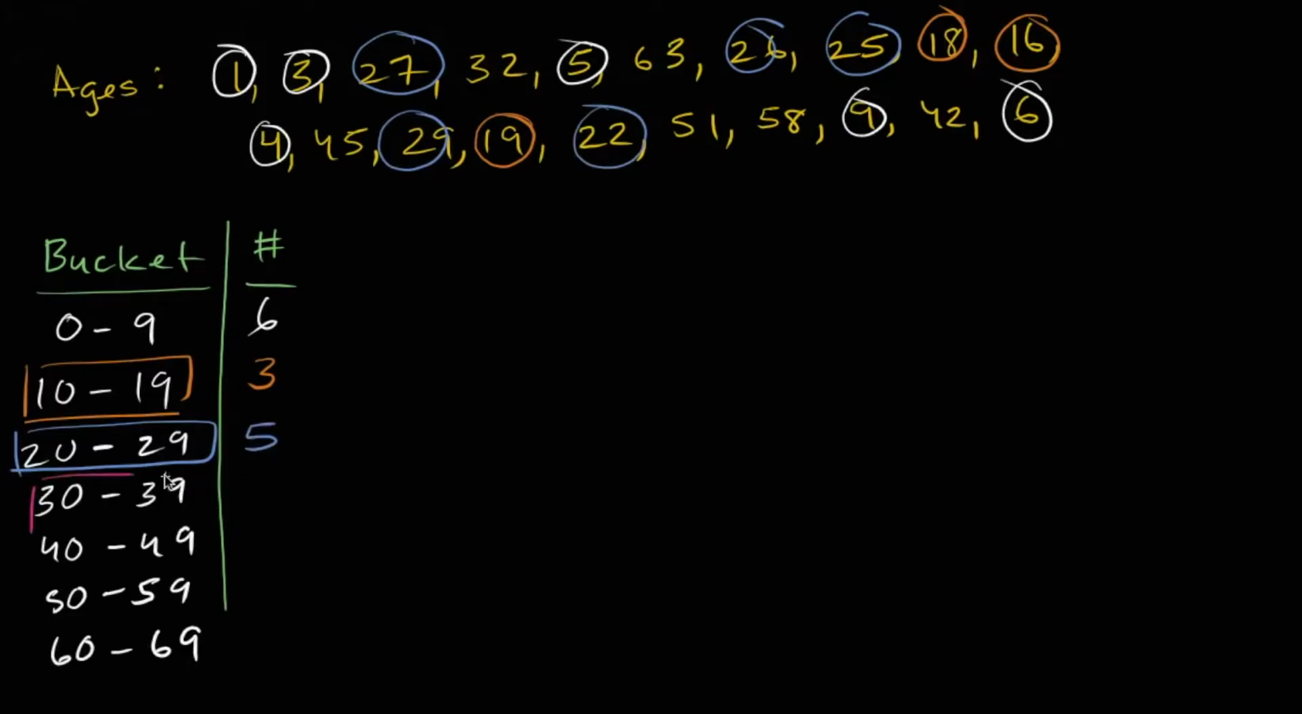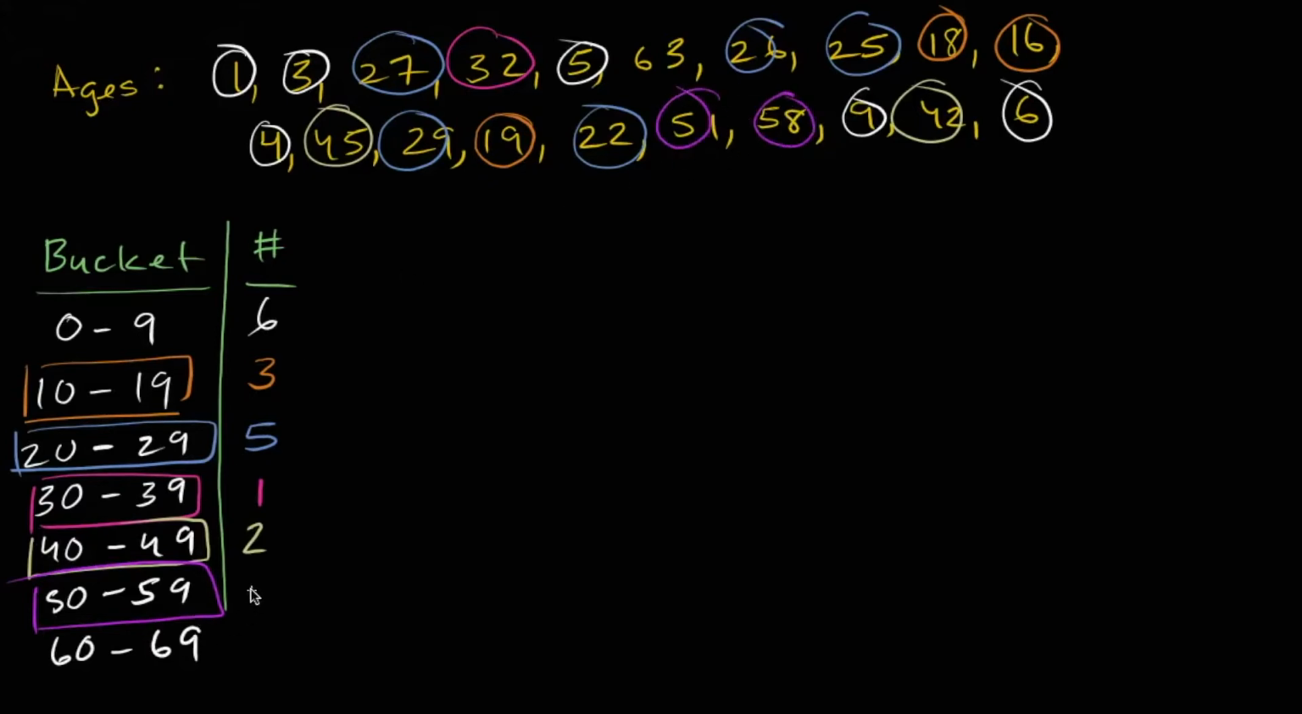All right. What about 30 to 39? We have 1, and that's it. Only one person in that 30 to 39 bin or bucket or category. All right. What about 40 to 49? We have 1, 2 people. 2 people are in that bucket. And then 50 to 59. So you have 1, 2 people. And then finally, ages 60 to 69. There is 1 person right over there. So this is one way of thinking about how the ages are distributed.